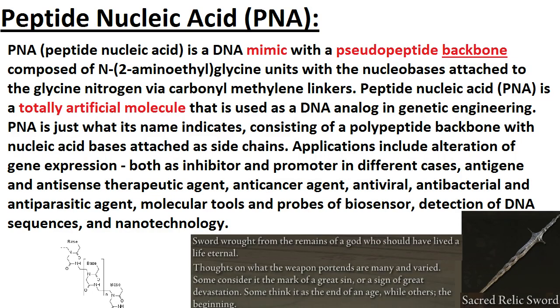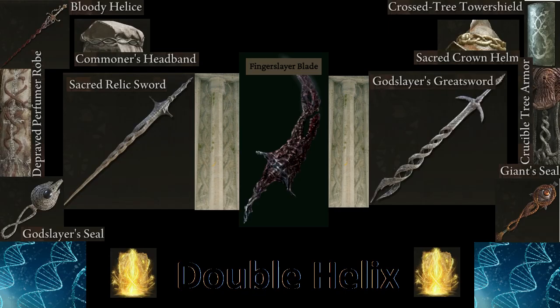Within blood is DNA. DNA is a polymer composed of 2 polynucleotide chains that coil around each other to form what's known as a double helix. The polymer carries genetic instructions for the development, functioning, growth, and reproduction of all known organisms. If you only remember one thing from this video, remember this: the 2 chains that form the DNA are the chains of relation that links all things mentioned in the Law of Causality. The double helix spiral is found in the Bloody Helix, Fingerslayer Blade, Godslayer's Greatsword, and Sacred Relic Sword.